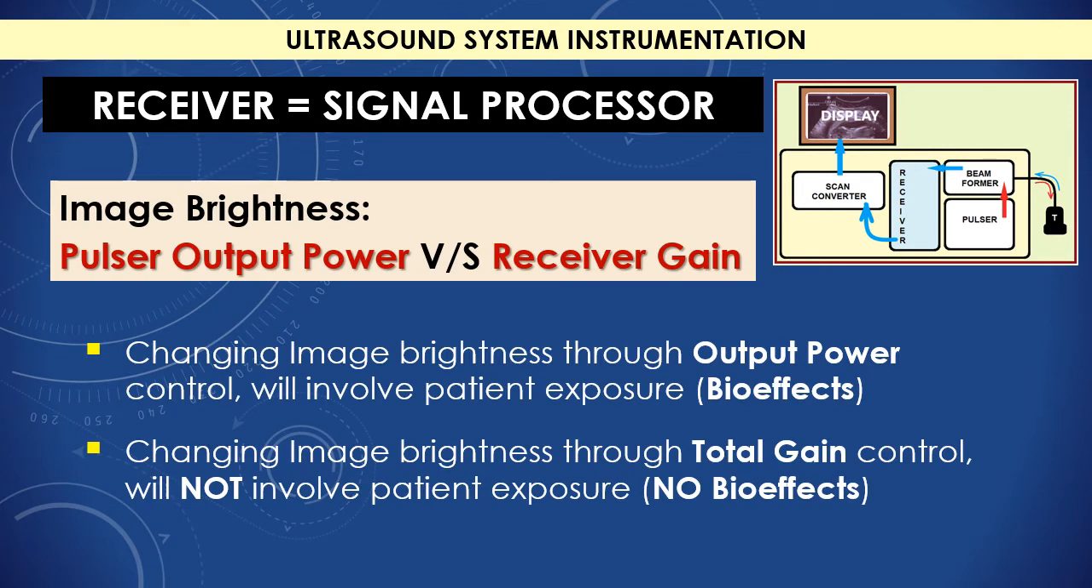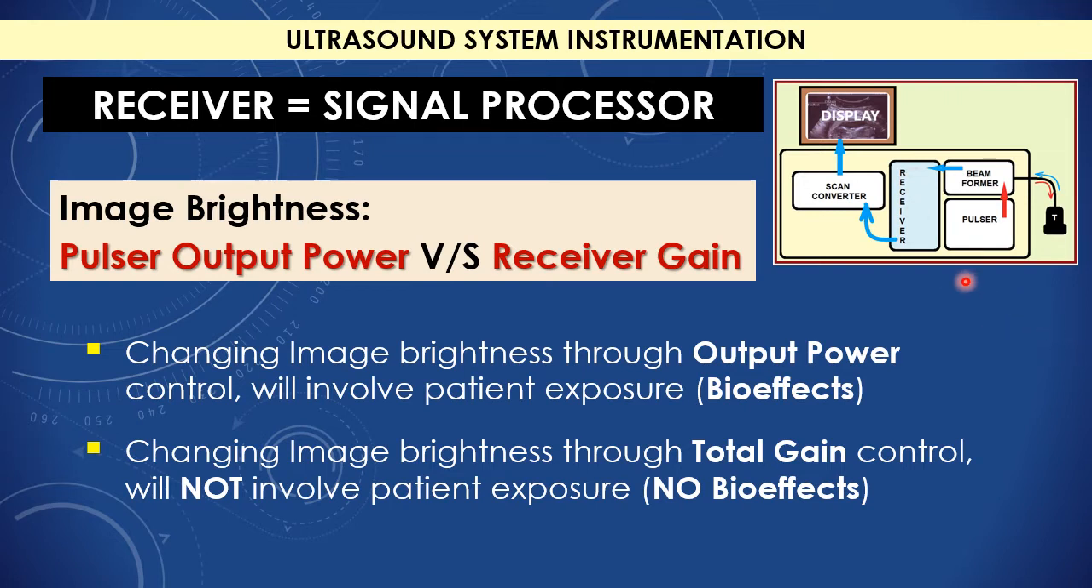So now we come here to the image brightness, and we know that if I increase the pulsar output power, I will get a brighter image. If I go to the receiver and increase the gain, I will also get a brighter image. So what is the difference? Both in the pulsar and in the receiver, I have a function, and both make the image brighter, either output power or gain. How can I understand the difference?